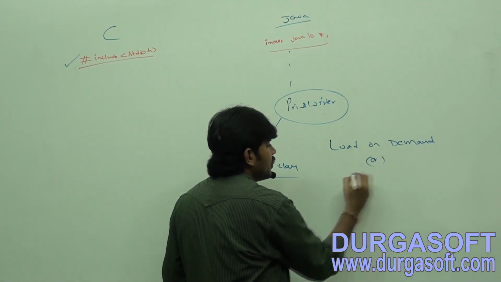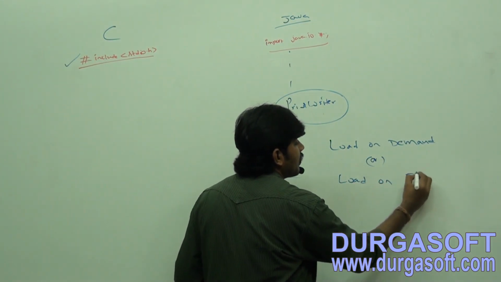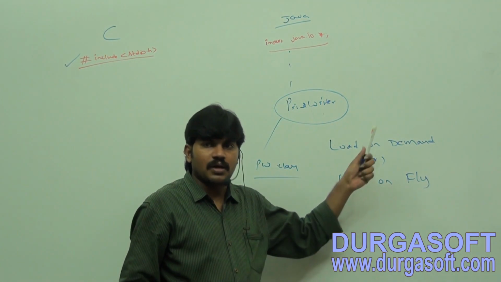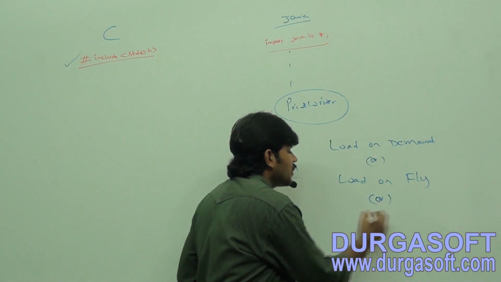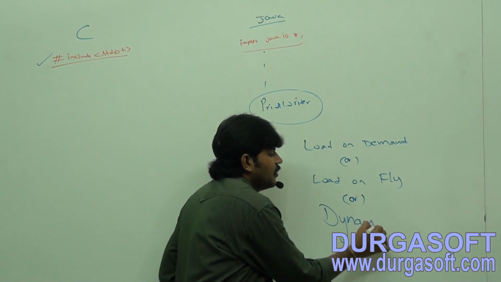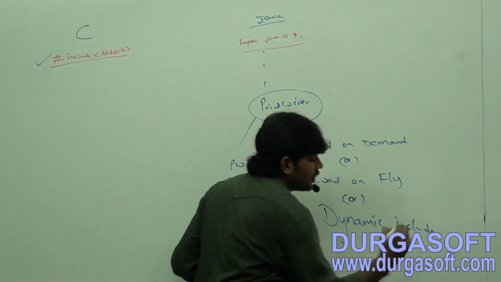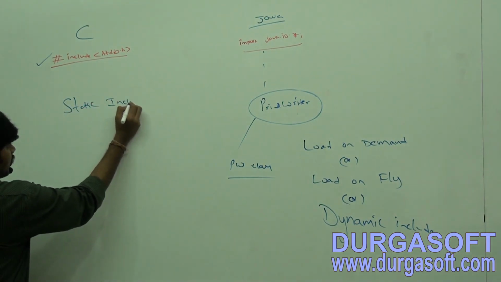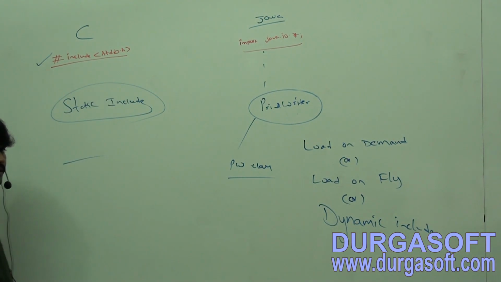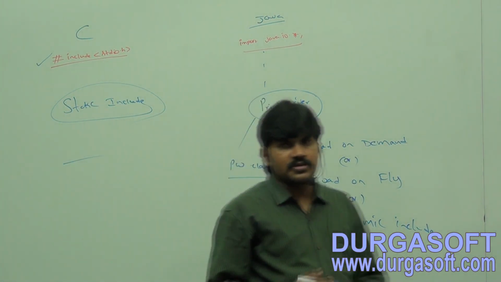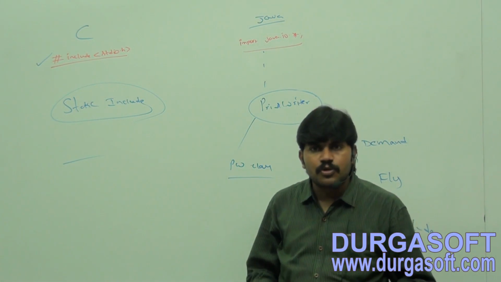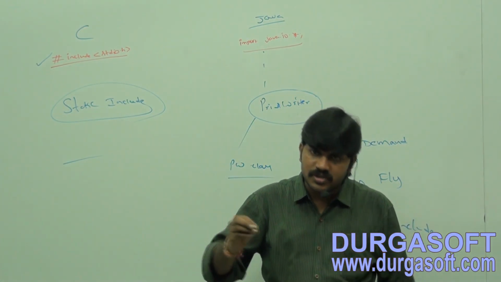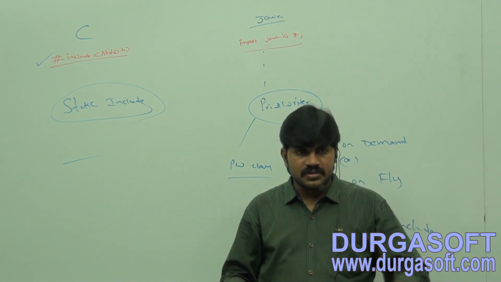Some people may call it load on fly. On fly means at runtime automatically. Load on fly, or this is something like a dynamic include. But the other one is something like a static include. Are you able to understand? So if an interviewer asks what is the difference between the C language include and the Java language import statement, yes, there is a considerable difference. Both concepts are not equal. Functionality wise and behavior wise, there is a difference. Clear for all of you?